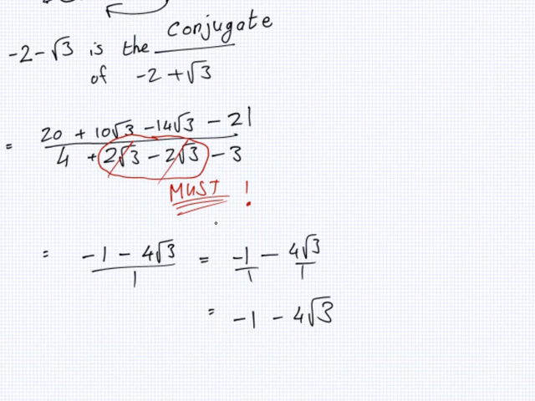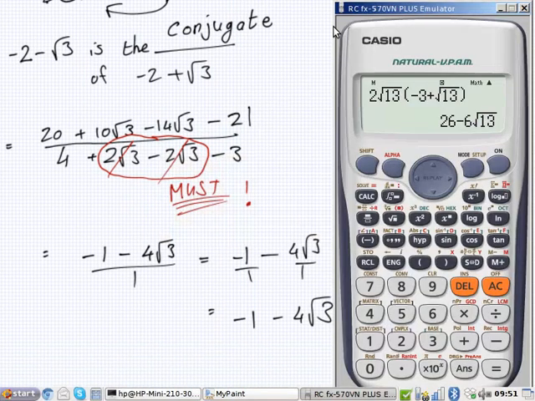Let's see what the calculator says. Minus 10 plus root 147 over minus 2 plus root 3. Yes. So we can see that's right.